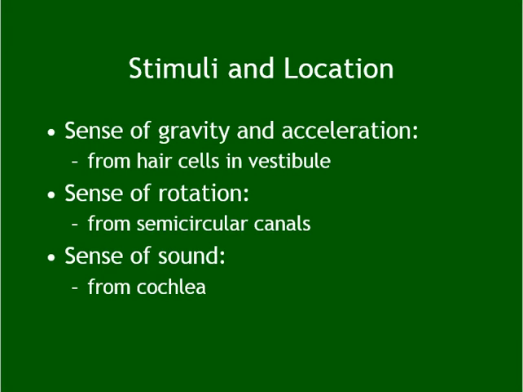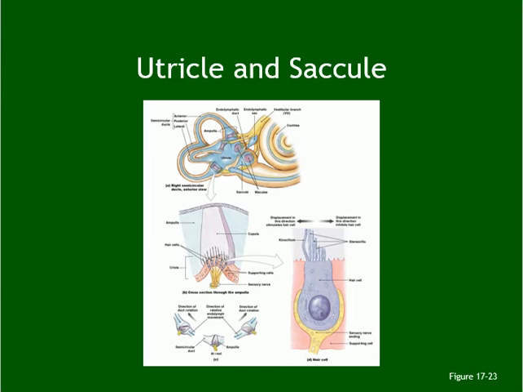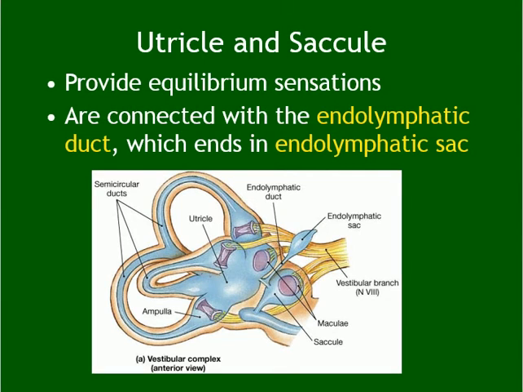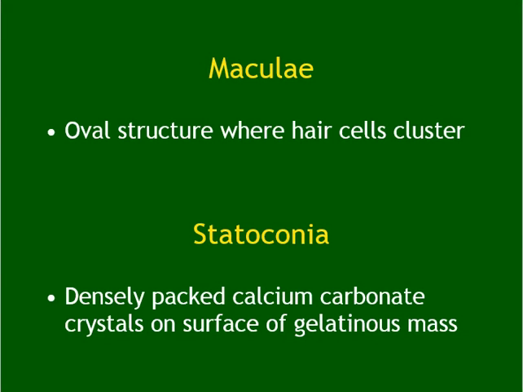This is just reviewing all what we talked about, which is gravity and linear acceleration, vestibule. Okay, rotation and dynamic equilibrium, semicircular canals. Hearing or sound, cochlea. Don't forget that. We said that the vestibule contains utricle and saccule, which are the two components of the vestibule, which will provide the equilibrium sensation.